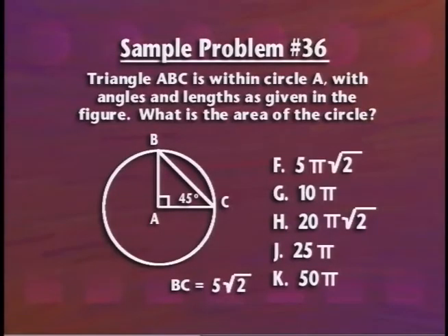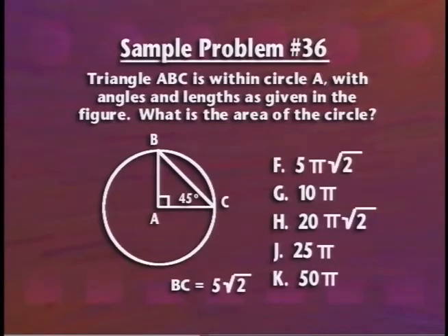Triangle ABC is within circle A with angles and lengths as given in the figure. What is the area of the circle? The area of a circle is found by area equals pi r squared. To solve for the area, we need to find the radius of this circle.